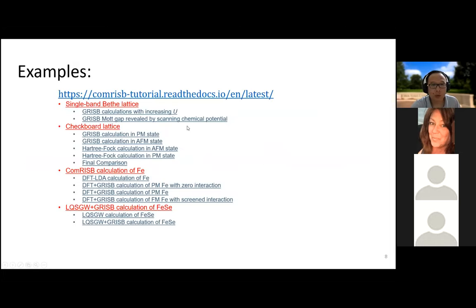So the tutorial, as I posted in the Slack, is located online. You can start reading from there. It is composed of four independent examples, so depending on your background, you can choose. You can try this tutorial sequentially, or if you are already an expert in the method and, for instance, you want to go directly to the DFT plus Gutzwiller calculation, you can start from here. And you can also try this LQSGW.